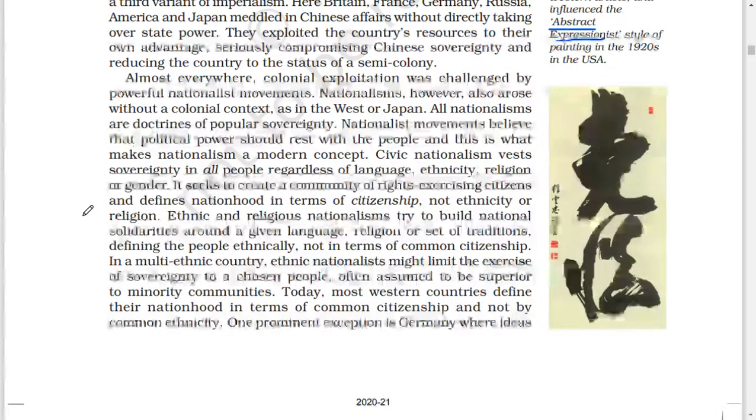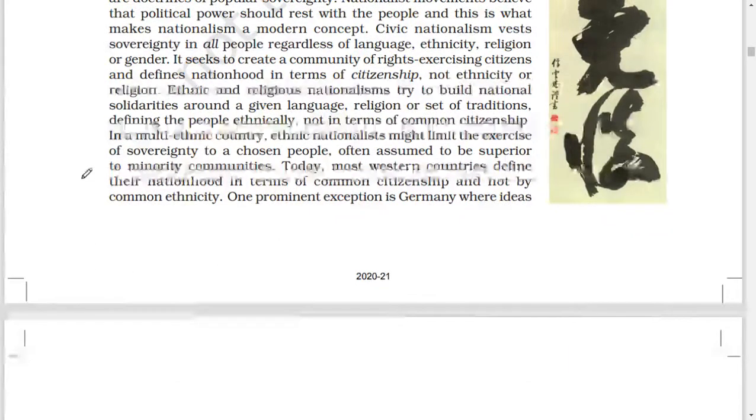Ethnic and religious nationalisms try to build national solidarities around a given language, religion, or set of traditions, defining the people in terms of ethnicity, not common citizenship. In a multi-ethnic country, ethnic nationalists might limit the exercise of sovereignty to a chosen people, often assumed to be superior to minority communities.